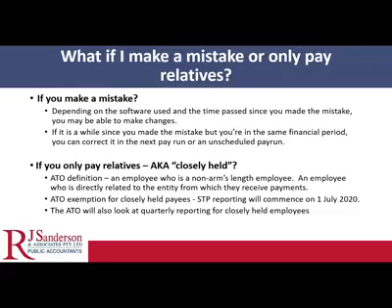The ATO will provide an exemption for closely held payees for the 2019-2020 financial year. For these people, STP reporting will commence on the 1st of July 2020 as a compulsory action. But if you are only employing closely held staff members, I would suggest you get it set up now so the process is easy. Don't let it go 12 months.